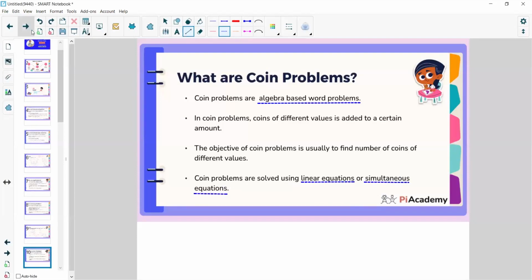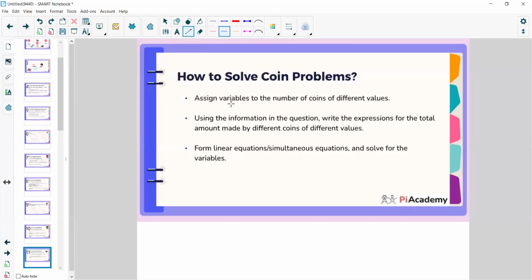So let's see the steps, how to solve those. Just like usual algebraic word problems, you need to assign variables to the number of coins of different values. Okay, so let's say the number of 2p coins is x, so the number of 4p coins would be something, right? Just like the age problem. Start by assigning variables, then using the information in the question, write expressions for the total amount made. Okay, and then you need to form linear equations or simultaneous equations. Again, the steps are exactly simple. Okay, it's quite similar. Let us just quickly see the example to clarify more about the steps.